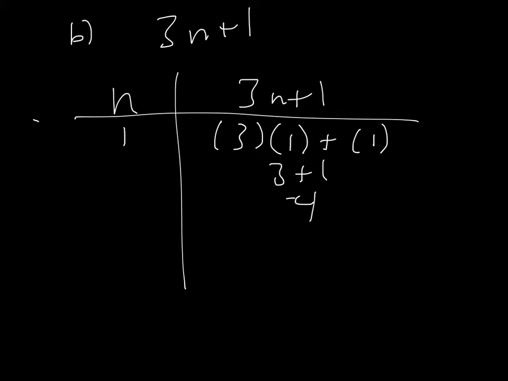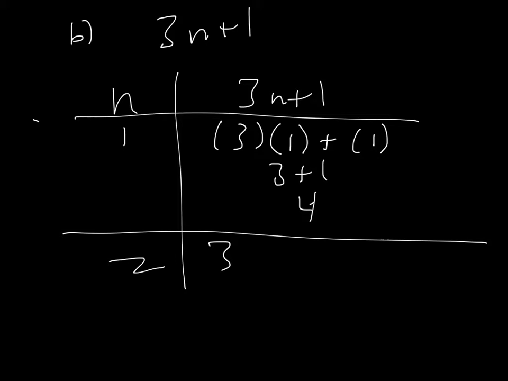That shouldn't be a negative 4, it should just be a 4. Now, if you continue this, 2 would be 3 times 2 plus 1. So 3 times 2 is 6, plus 1 is 7.